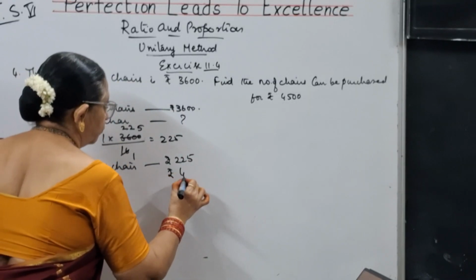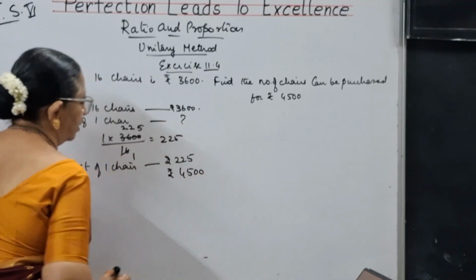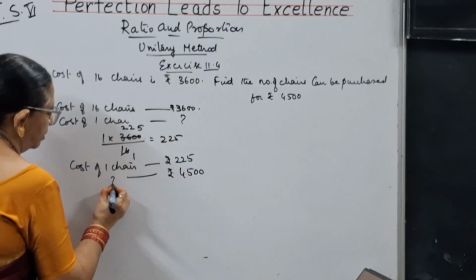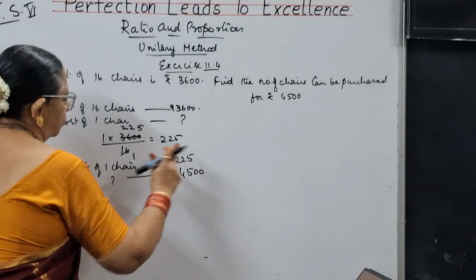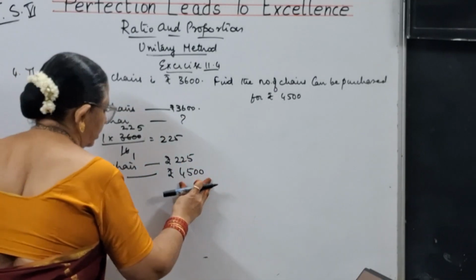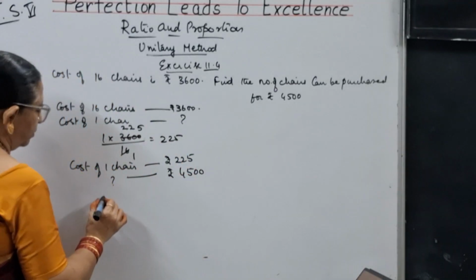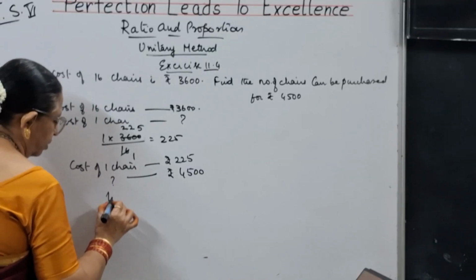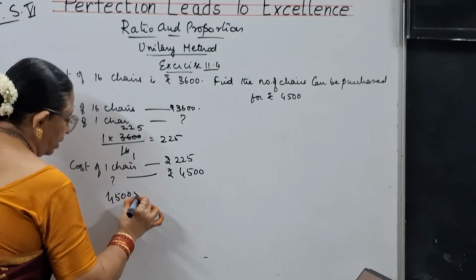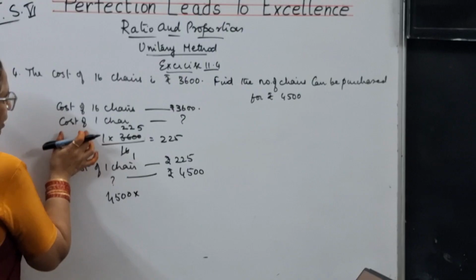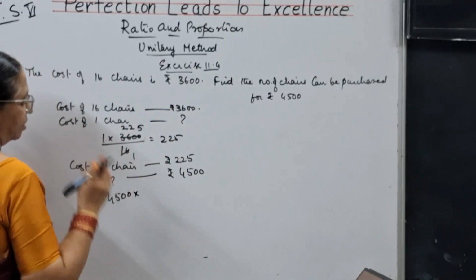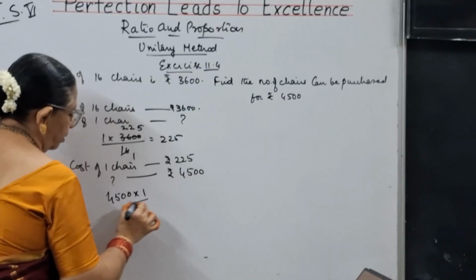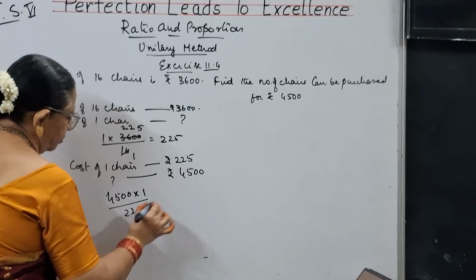How much amount is he having? Rupees 4500 he is having. How many chairs will he be getting? This is the question. One chair costs 225 rupees. 4500 rupees means how many chairs? This you have to count like this. Always see, this side you have written means this into this. 4500 into 1 by 225.